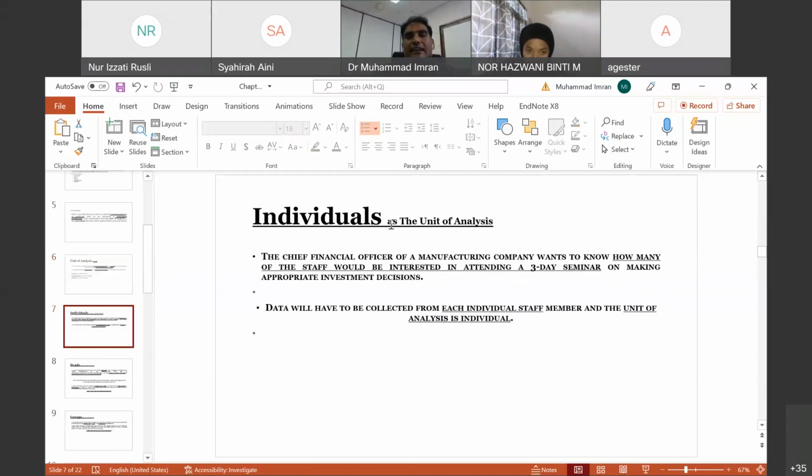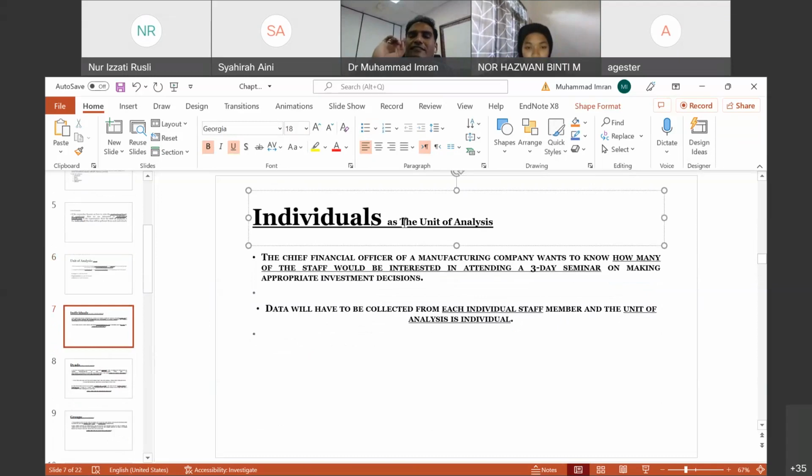Okay, individual again. Individual means the unit of analysis is the individual. How? Here, the chief. Okay, Ashwin, just read this one. The examples. Read.